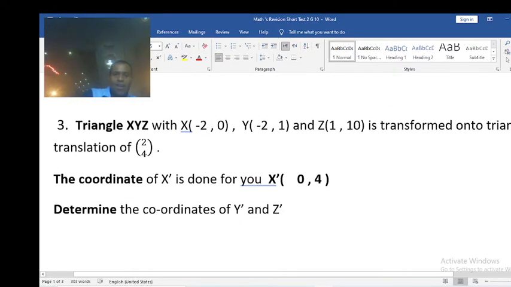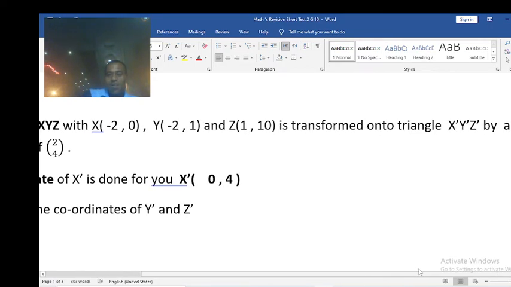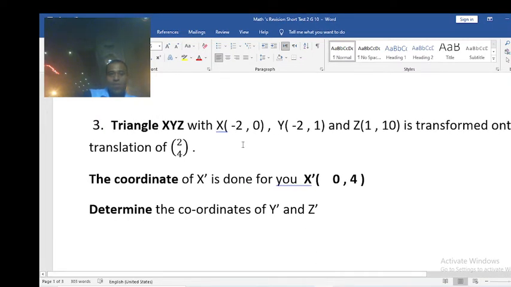Here we have triangle XYZ with X of coordinates -2, 0, and Y -2, 1, and Z is 1, 10. It is transformed into triangle X prime, Y prime, and Z prime by a column vector (2, 4), which means each point should move 2 units to the right and 4 units up. I will find the image of X first. I will solve this for you, and the next should be done by yourself.